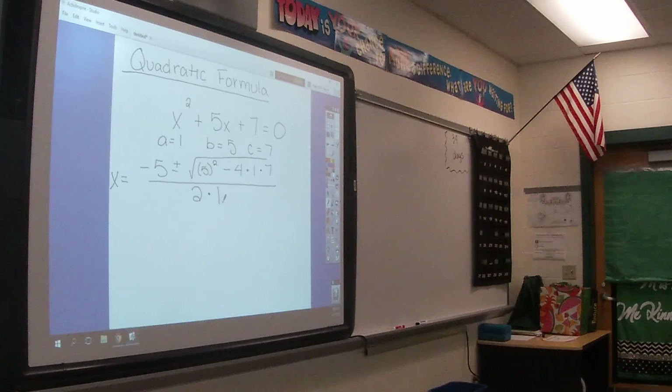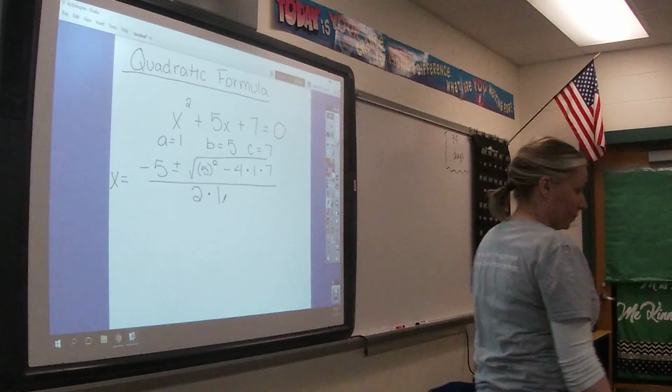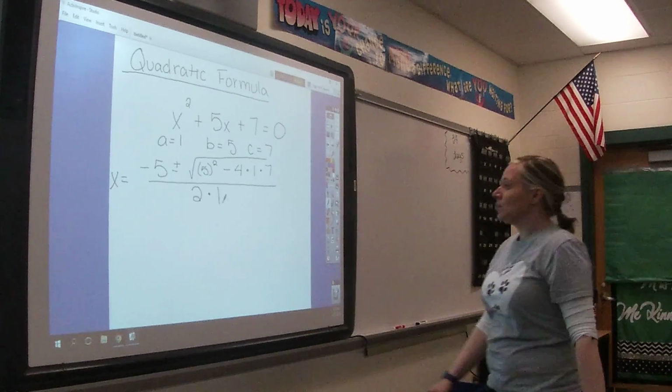Right, this is really what x equals. It's okay if you don't write that x equals until you get to the end, but do understand that that's what we're solving for. We are actually solving for that variable in this equation. Okay, so what are we going to do next? Solve the bottom part. Okay, so 2 times 1 is 2.